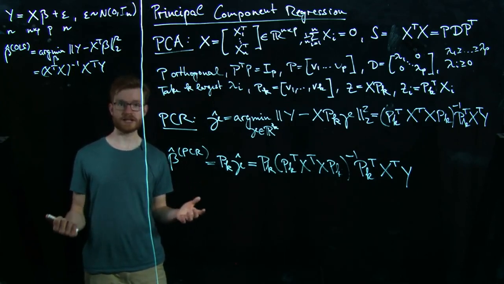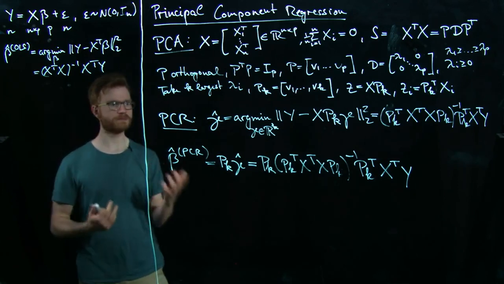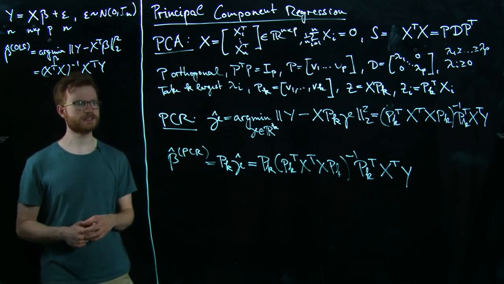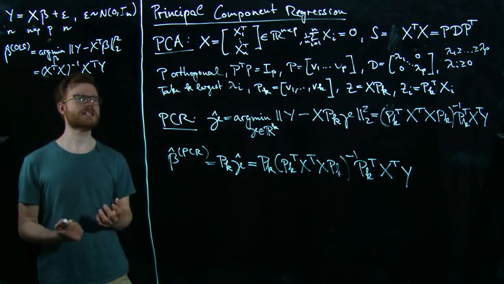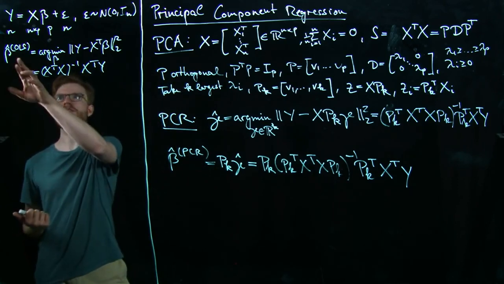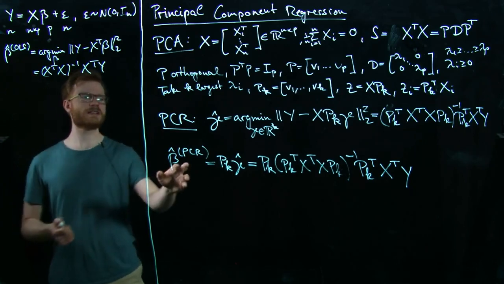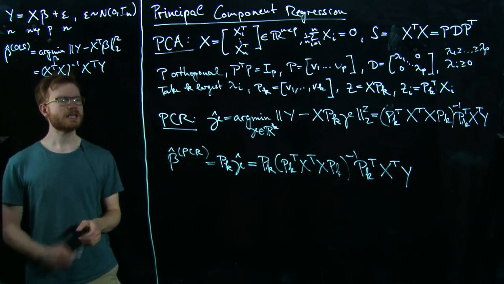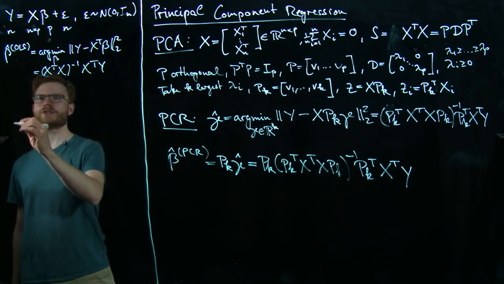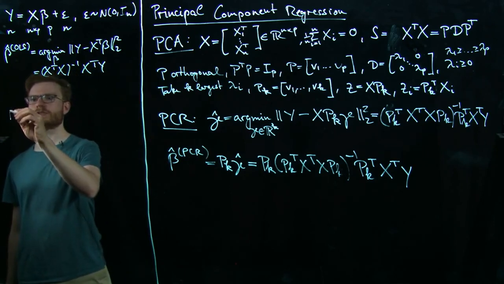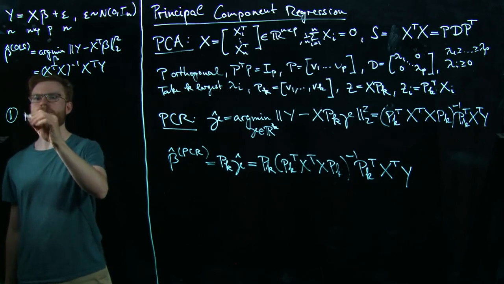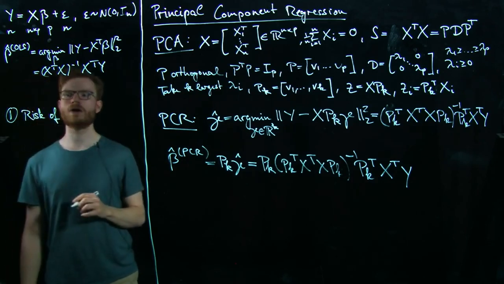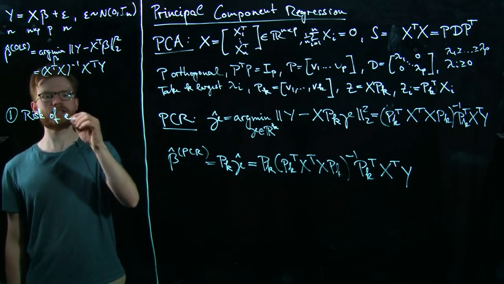But of course, I'm paying a price. And this recitation is about trying to formalize, at least in one sense, what the price of doing this is. In other words, I'm going to be interested in the risk of both the ordinary least squares estimator and the principal component regression estimator. And in order to tackle this, we'll first talk a little bit about risk of estimators.